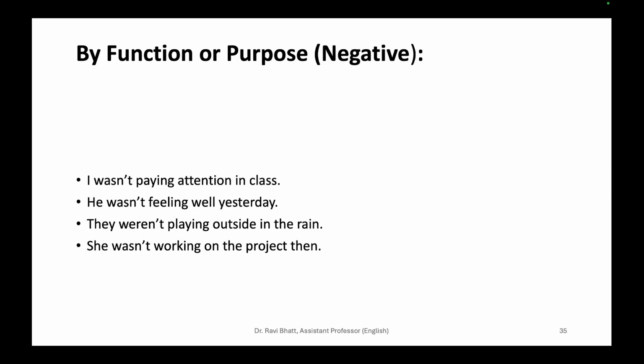Now, by function or purpose, negative. Okay. Now, I wasn't paying attention in the class, and he wasn't feeling well yesterday, or they weren't playing outside in the rain. She wasn't working on the project then. Okay. So these all are negative statements.